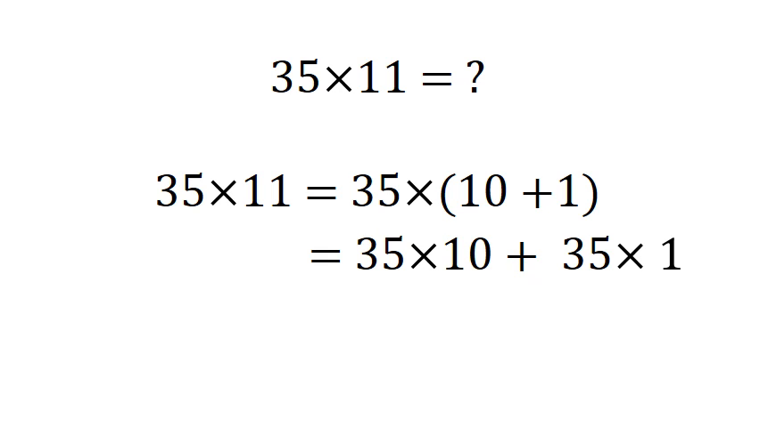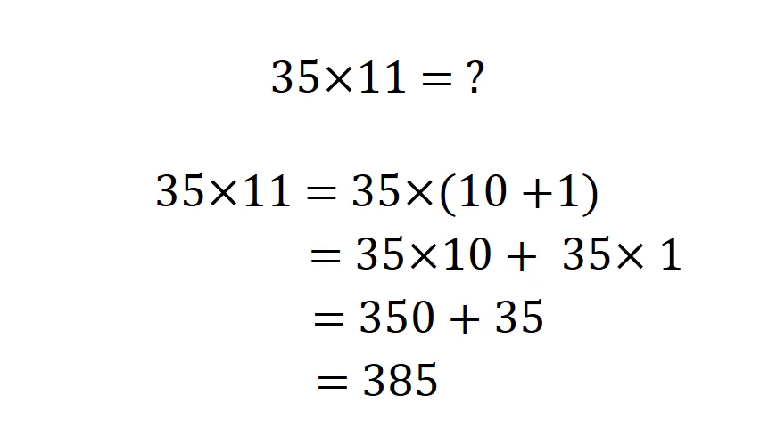The first product, 35 times 10, is 350. And the other one is much easier. It is 35. Now I can add them mentally. They are easy to add. So the answer is 385. This is how to use the distribution of multiplication on addition.